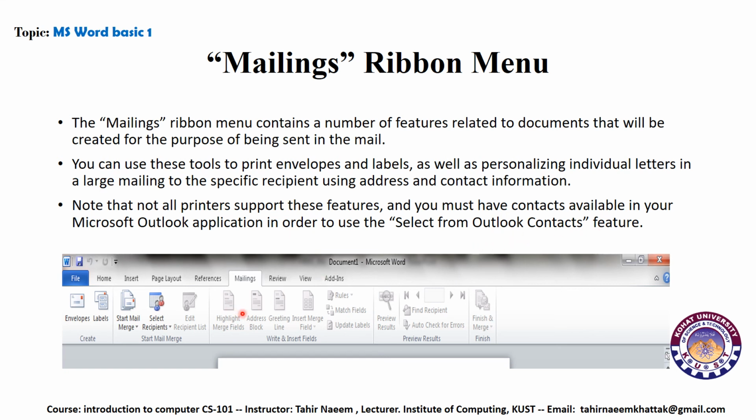So basically mailings deals with whenever you want to send these documents, and normally we can print envelopes or labels through this. There are different groups like Create, in which we create envelopes or labels; Start Mail Merge, where we use a contact list and send to a specific number of people or contacts; Write and Insert Fields; while Preview Results and Finish.